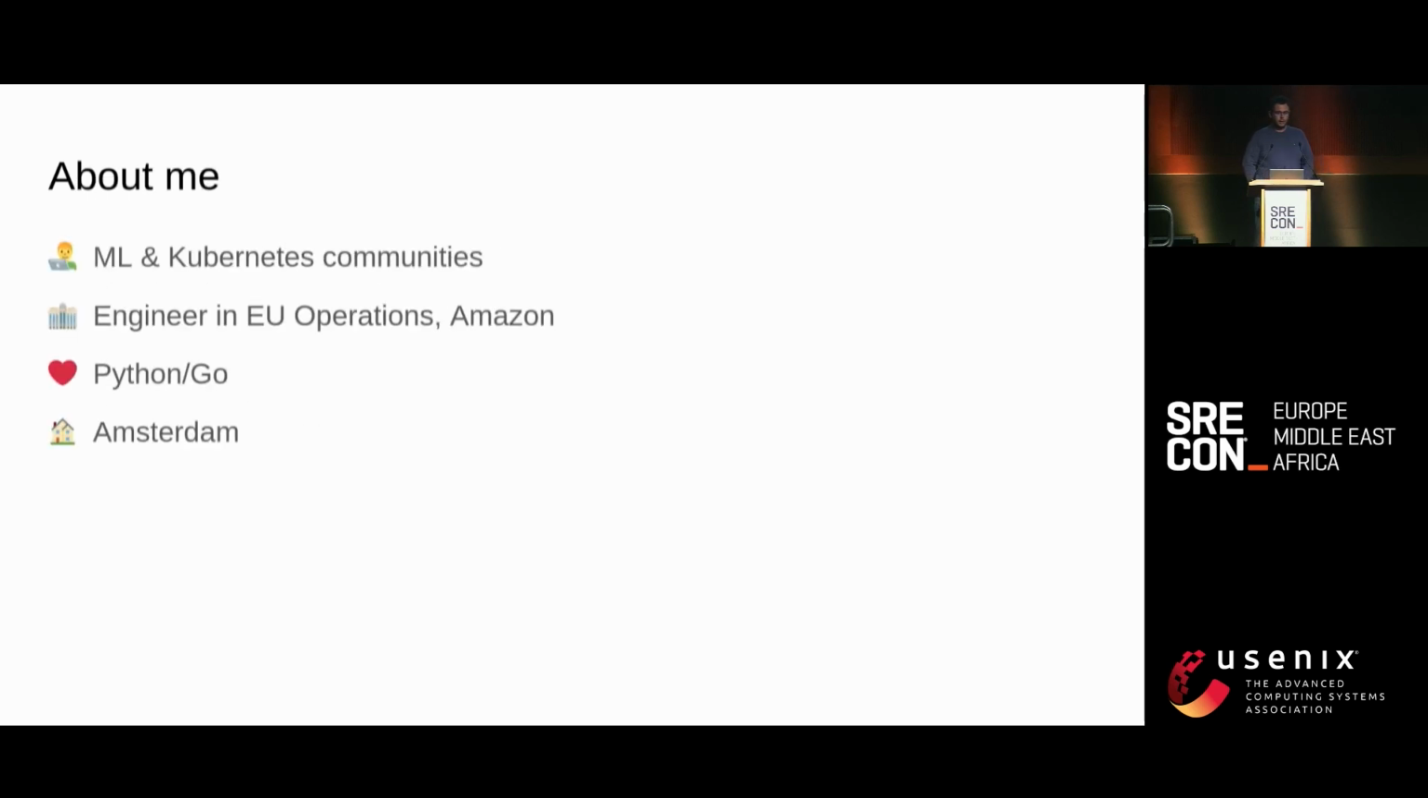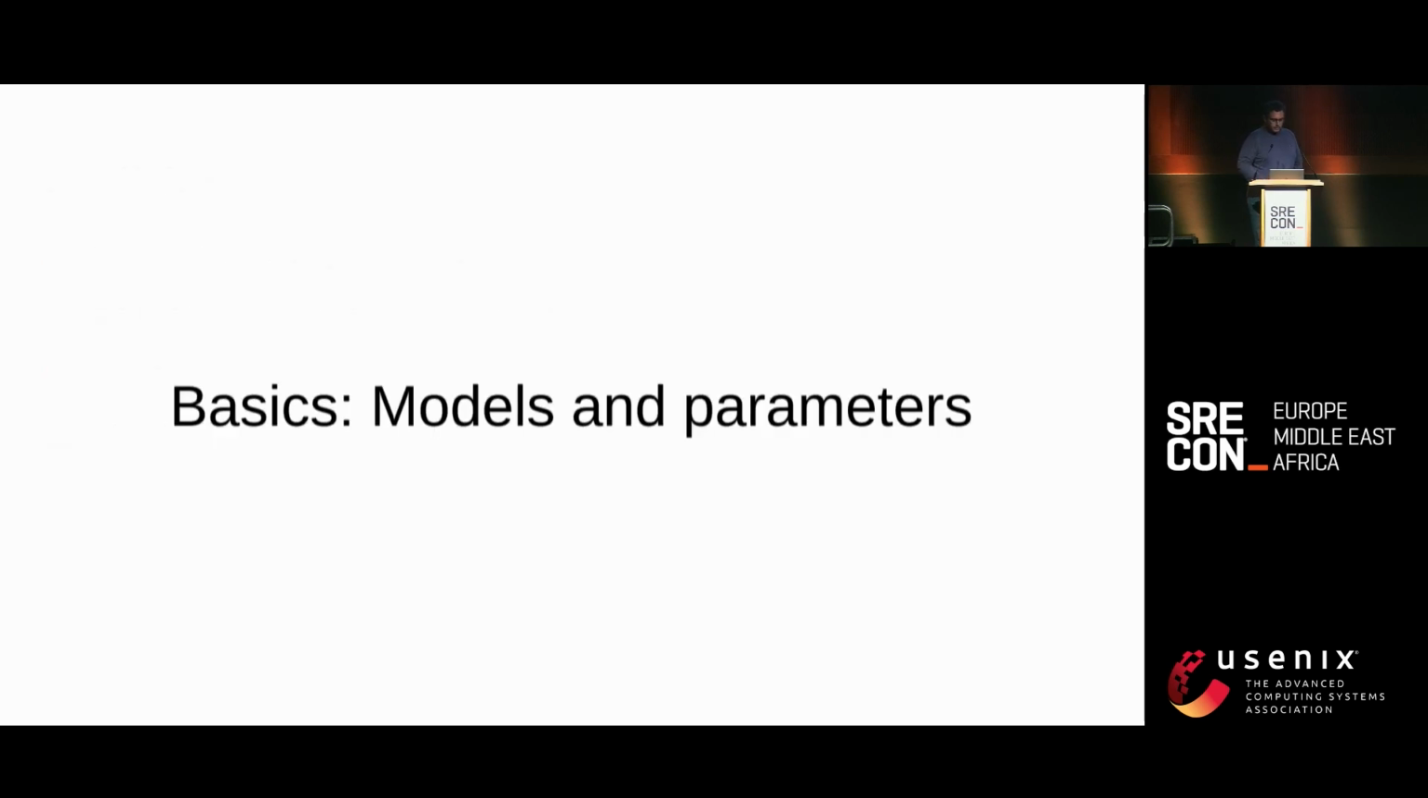I'm Theophilos. I'm working at Amazon as an engineer in European operations. My team is responsible for optimizing the fulfillment centers operations. When you buy something from Amazon.com, you get a promised delivery date, and we are making sure that we deliver on that date. If something is going wrong, it's the KPI that we are tracking. And that's what we are trying to optimize across our fulfillment process. I'm a specialist in ML and Kubernetes. I'm active in the communities, in Kubeflow, in KServe, and I love working with Python and Go. I live in Amsterdam. So let's look at some basics now.